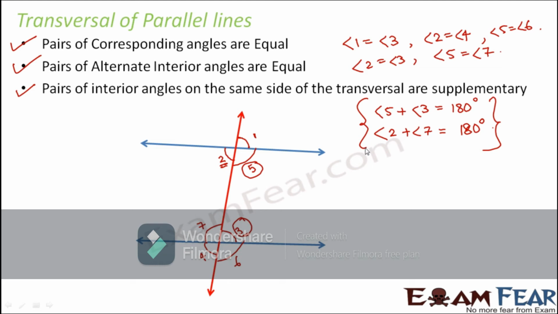Now that's important. You might wonder why it is that suddenly for parallel lines so many angles have become equal, like the corresponding angles became equal, alternate interior angles became equal.